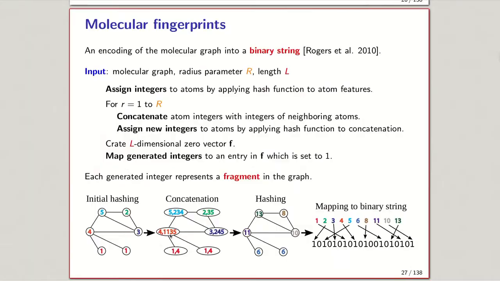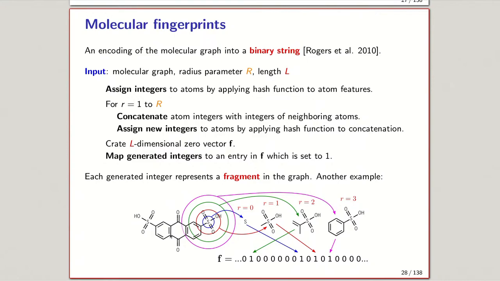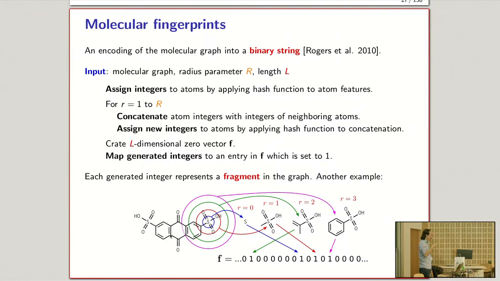So yeah, each integer represents a fragment, and now we can see how the fragments are grown through this process. In your fingerprint, for each atom in your molecular graph, you are going to have, for example, a fragment initially, which is just that atom. Then that's done at the first iteration of the algorithm. At the second iteration, you look at the neighbors of this atom, and that's going to give you this fragment here, which has the one-step neighbors of the atom. Then you can go up to two steps, and you have this larger fragment.